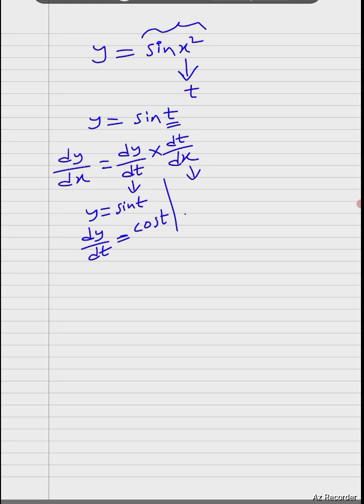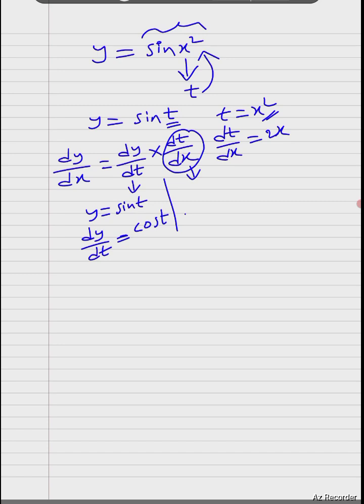Can I find dt by dx? I have assumed t as what? I have assumed t as x square. Now can I find dt by dx? Yes. dt by dx is equal to 2x, isn't it? We have verified this derivative of x square as 2x already.